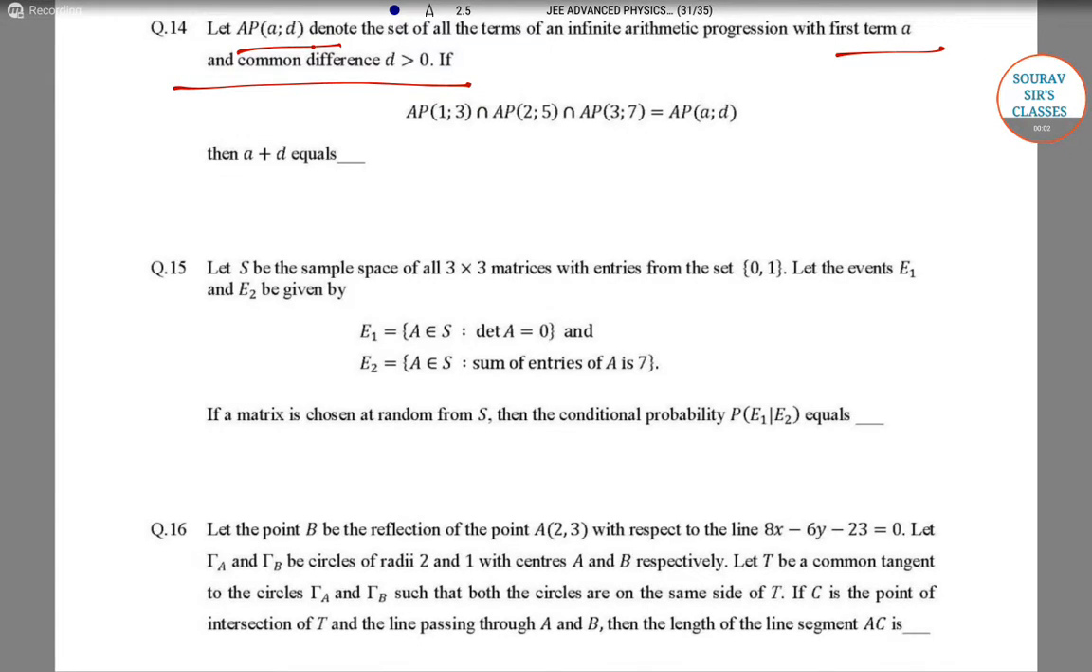Today we are solving the Joint Entrance Advanced Mathematics paper 2019. Here is a sample space S of 3x3 matrices with entries from the set {0, 1}. Let the events E1 and E2: E1 is A belongs to S where the determinant of A equals 0, and E2 is A belongs to S where the sum of entries of A is 7.